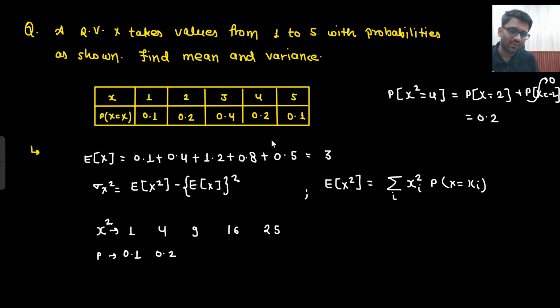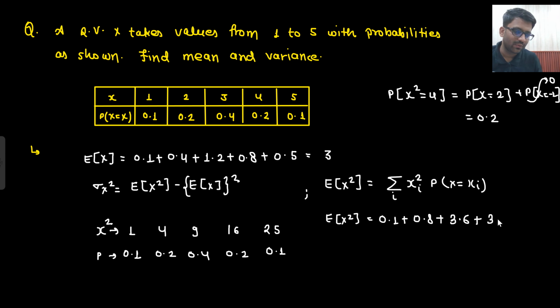So this table will not change, only the x square value I am changing. So the probabilities will remain the same. So what will be your expectation of x square? You are squaring and then multiplying: 1 into 0.1, plus 4 into 0.2, 0.8, 9 into 0.4, 3.6, 16 into 0.2, 3.2, 25 into 0.1, 2.5. Is that clear to you?